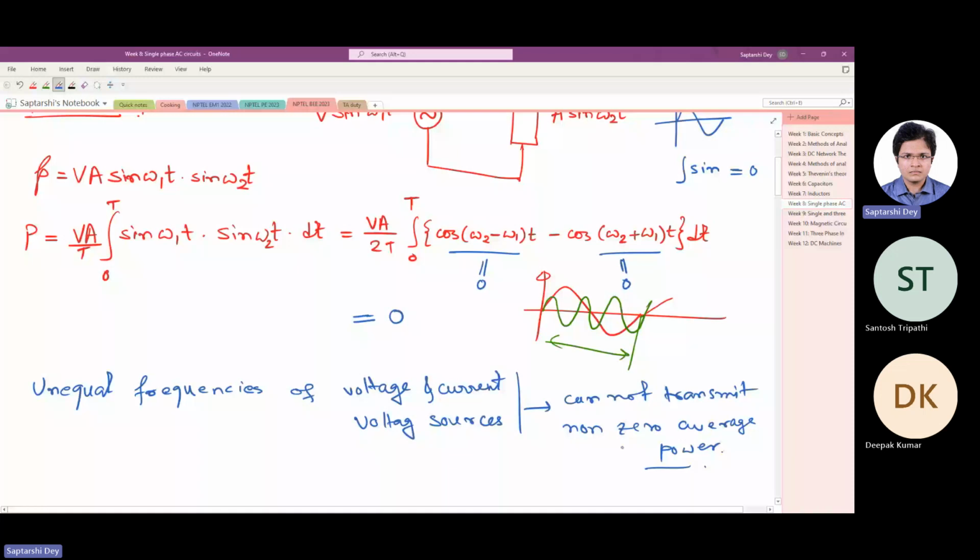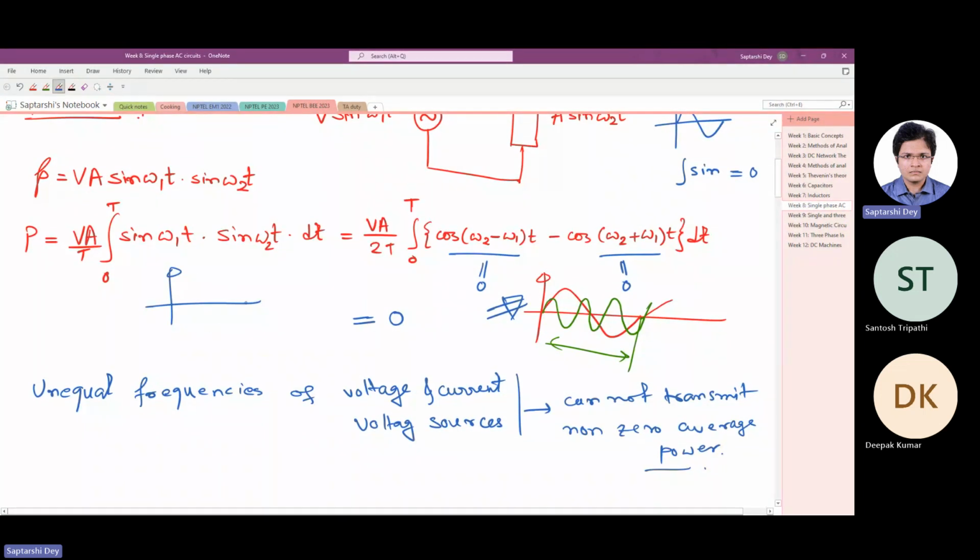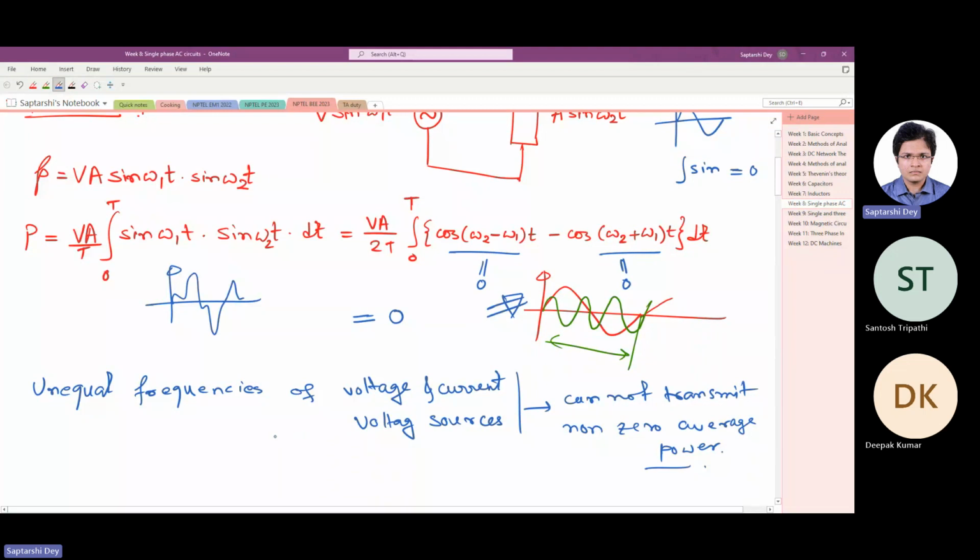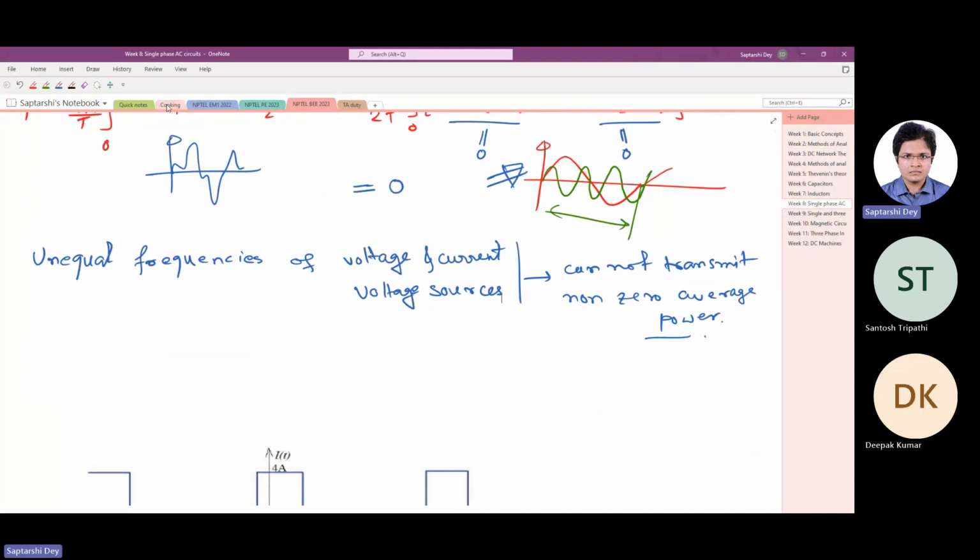Why I said average is because if you look at the waveform that I drew here, the red and green waveforms, if I add them, you will get something like this. Some non-zero instantaneous power you will definitely get, but if you integrate that over a complete period and find the average, you will get zero power. So unequal frequencies of voltage sources cannot transmit any power.